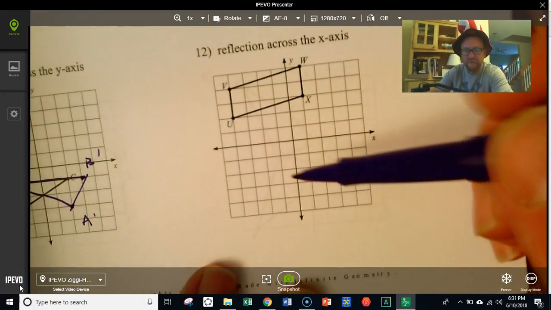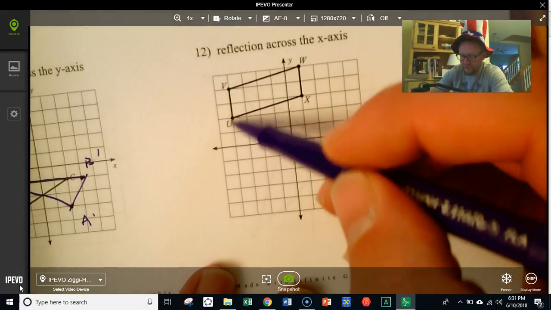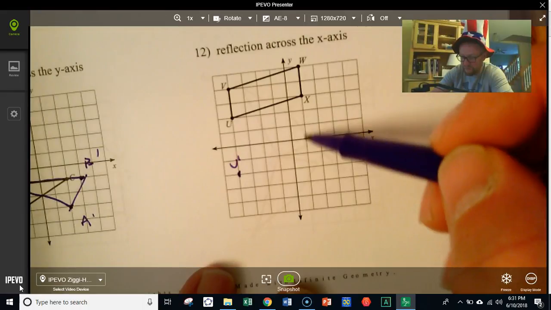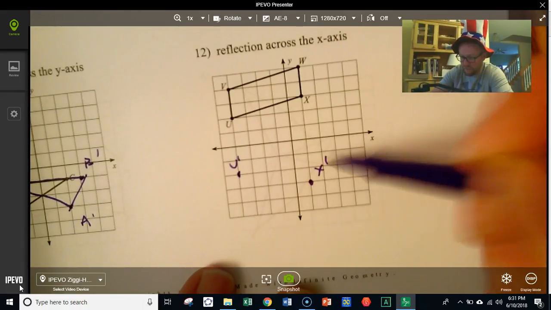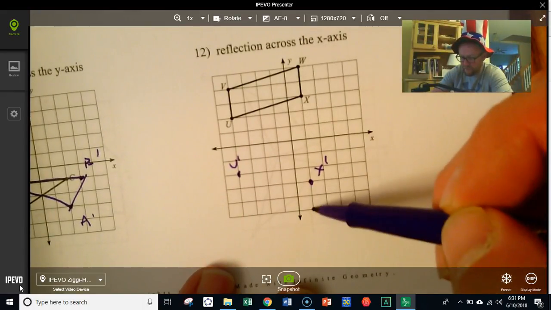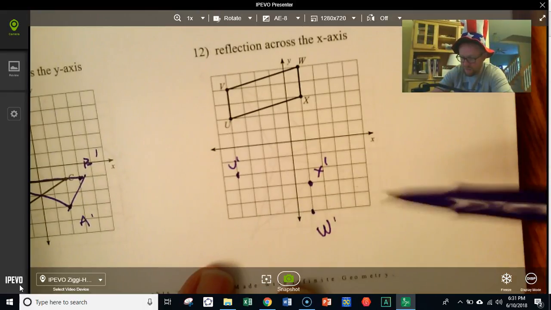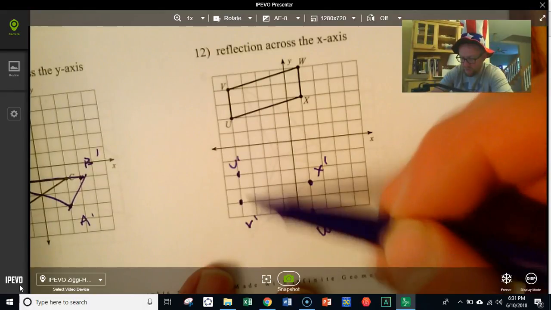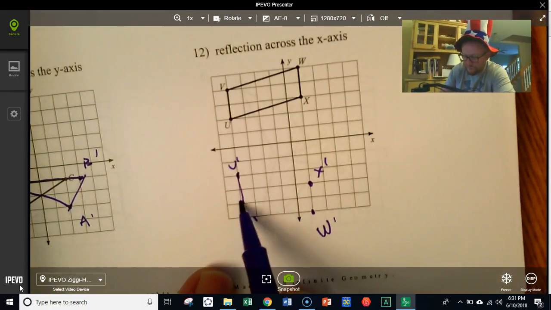X-axis. I like it when nothing's going to overlap. So that's a down reflection. U is 2, 2 down, U prime. X is 3, 3 down, X prime. W is 5, W prime. Y is 4, or V is 4. There we go.